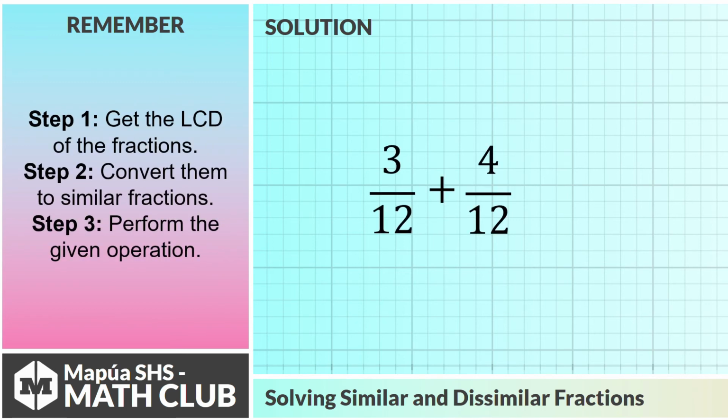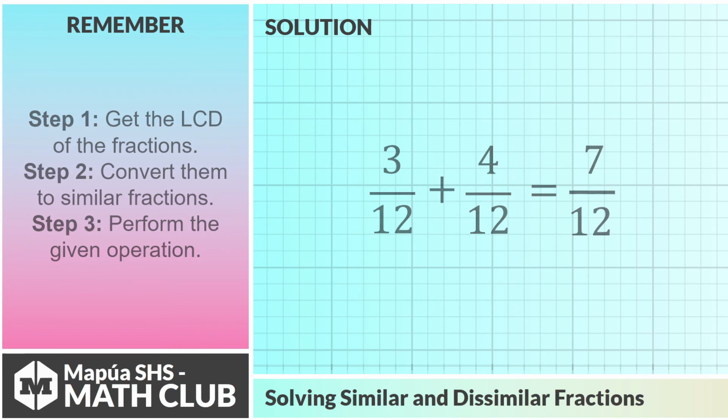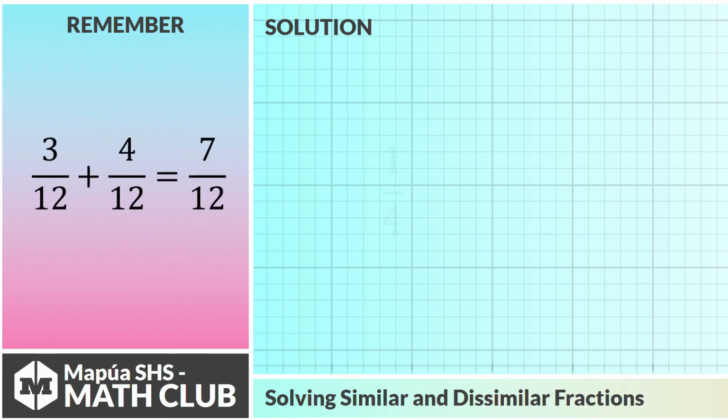For step 3, let us perform the given operation. 3 over 12 plus 4 over 12. Let us add the two numerators. 3 plus 4 is equals to 7. And then, let us copy the denominator, which is 12. Our final answer for 1/4 plus 1/3 is 7 over 12.